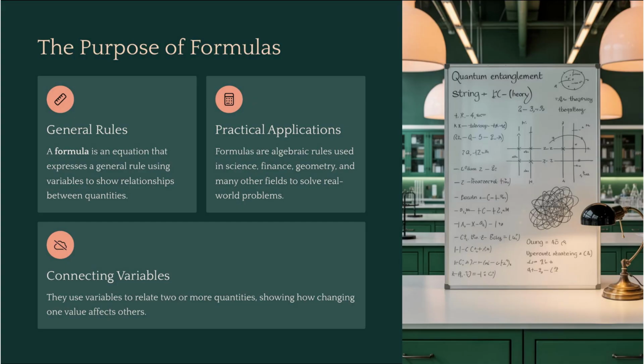A formula is a special type of equation that uses variables to state a general rule. Formulas are essential because they tell us exactly how 2 or more quantities are related. Whether you're calculating the area of a room or figuring out how much interest your bank account earns, you are using a formula, which is an application of writing algebraic expressions.